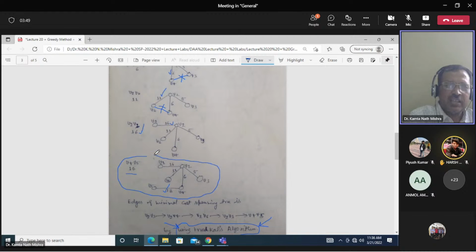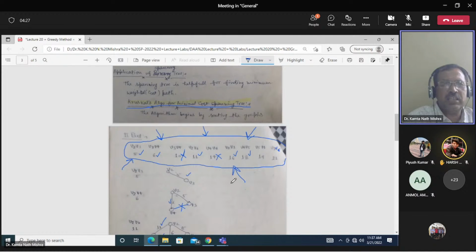Step 3, what we said, that if we include all the vertices, the time we find that all the vertices are included, at the same time we will declare exactly at that time that our minimum cost spanning tree is over. And you see, this is your minimum cost spanning tree.